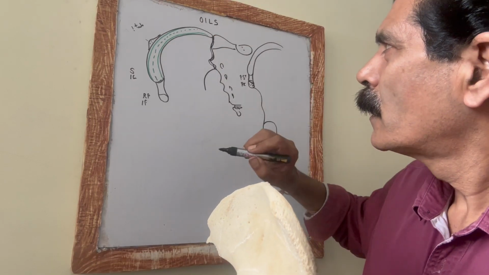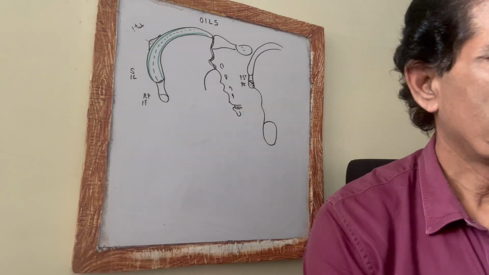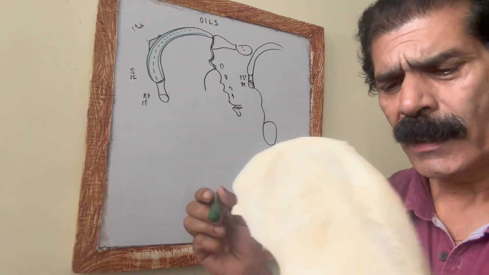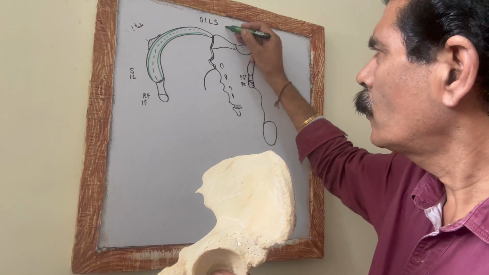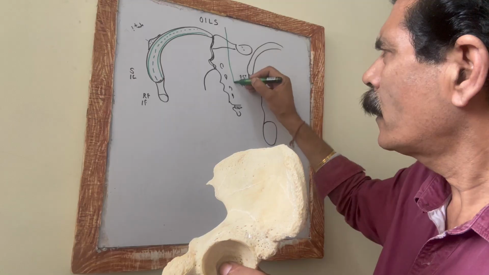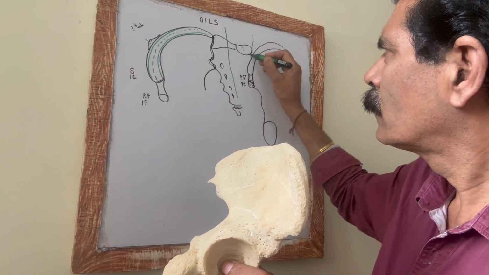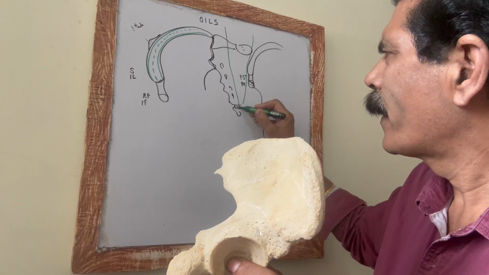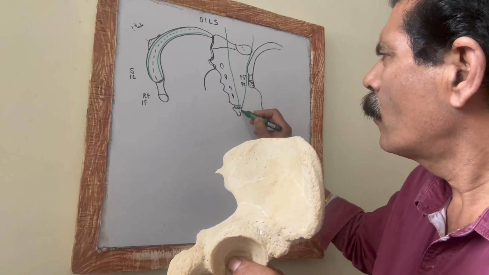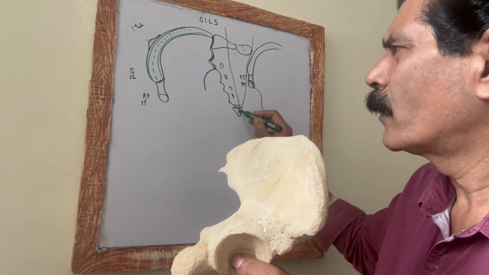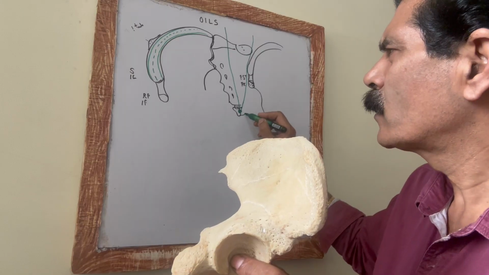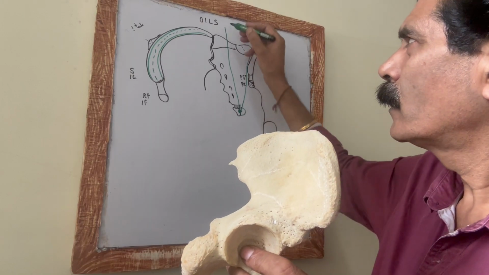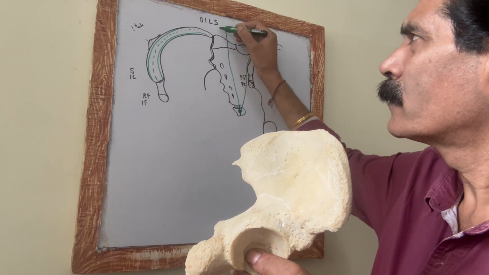OILS, OILS. S stands for the sympathetic chain. The sympathetic chain is the medialmost structure. So the right and left sympathetic chains end here, and they form the ganglion impar in front of the first piece of the coccyx. So S stands for sympathetic chain.